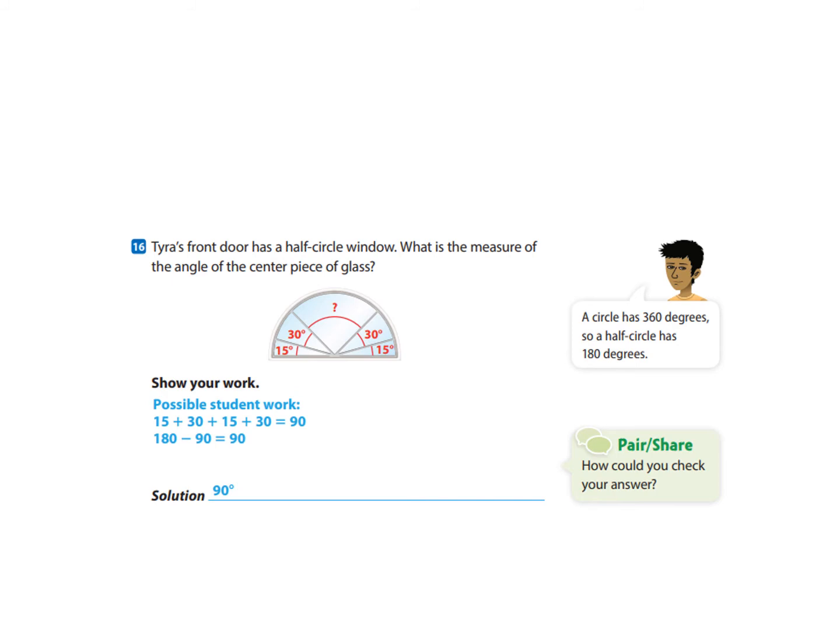All right, so we have some possible work on how you could solve this problem. This person decided to add up all the angles they knew. So they added the 15-degree angle plus the 30-degree angle plus the other 15-degree angle plus the other 30-degree angle for a total of 90 degrees. And then they knew that the entire piece would need to make up 180 degrees. So they took 180 degrees and subtracted the 90 degrees that they knew to have 90 degrees remaining. So the piece with the question mark is a 90-degree angle.